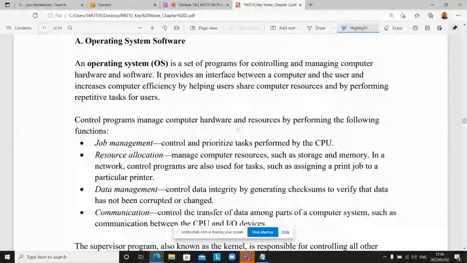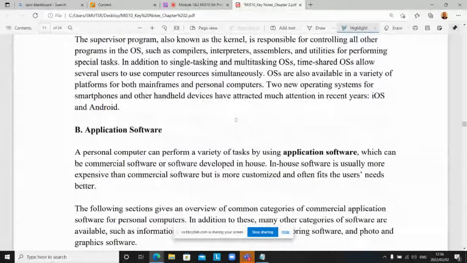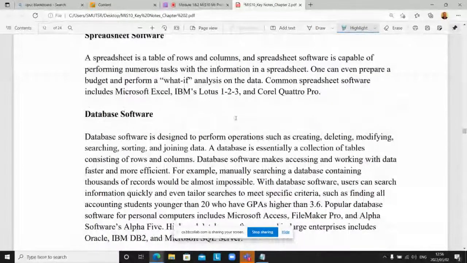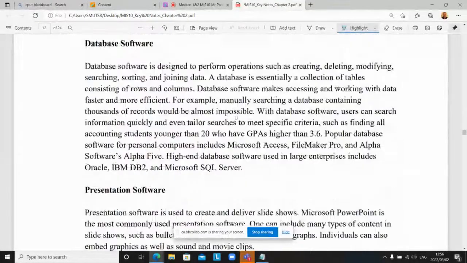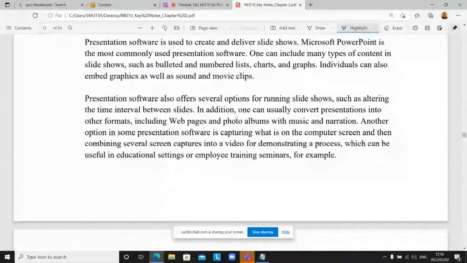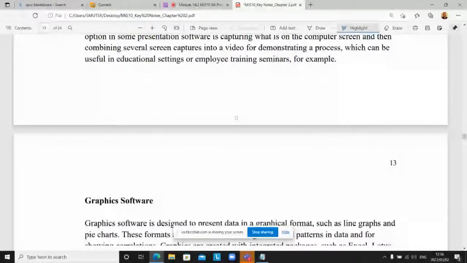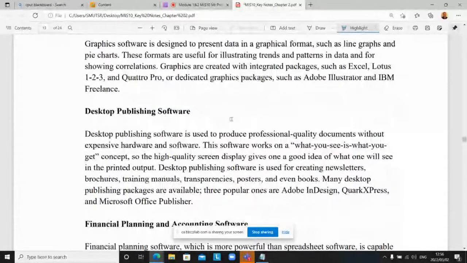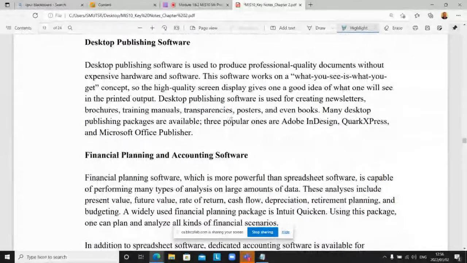Operating system software, this is just for reading. Application software for reading, I've explained it. Spreadsheet software, you're going to get so familiar with that. Database software, presentation software, PowerPoint, I'm sure you've used that already. Graphics software, Adobe Photoshop. Desktop publishing software, Adobe InDesign, Quark Express. Desktop publishing is writing of newspapers and magazines.